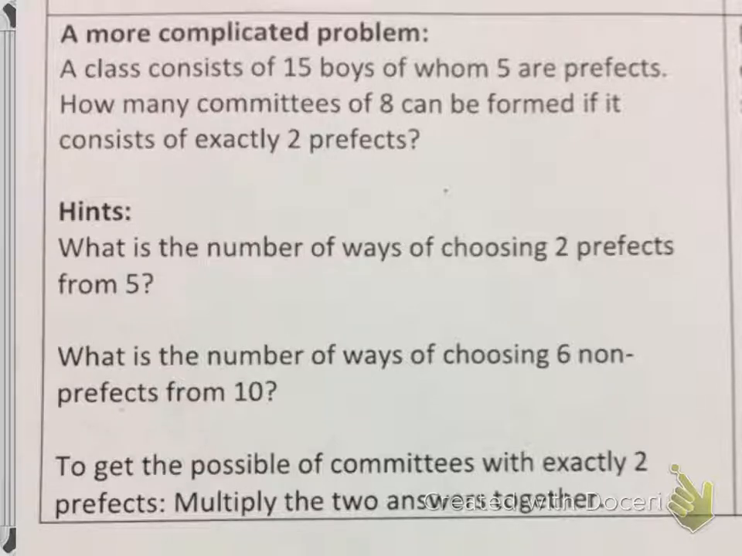It says, well, what's the number of ways you can choose 2 prefects out of 5? Well, that would be a combination of 5 people taken 2 at a time. And we can actually find that by just punching that into our calculator. And our calculator is going to give us the answer of 10 for that.